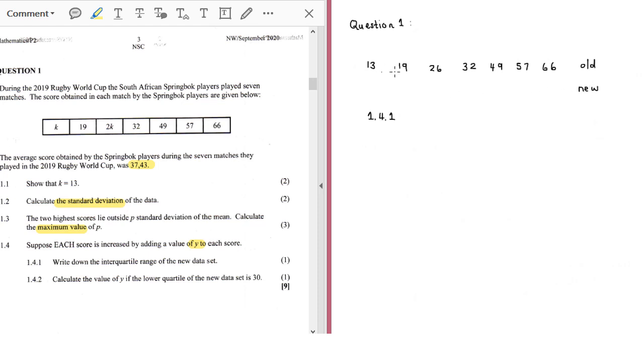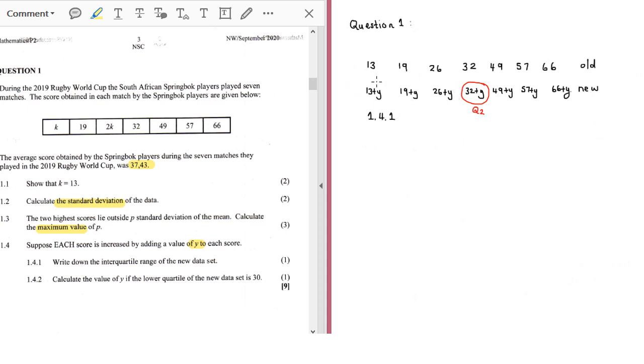The new data set is going to have all of these values increased by some value y. Right, remember that we have 7 data points over here, so 7 is an odd number, so it's actually quite easy for us to locate our Q1, Q2, and Q3, right? You can do this even with your fingers on screen, right? Covering each of the points from each end and moving to the middle will tell you that 32 plus y is basically our median. This is Q2, right?